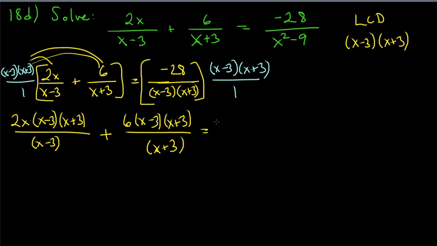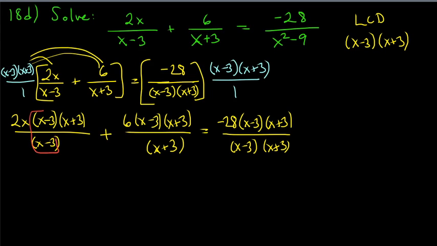And that's going to equal negative 28 times (x minus 3) times (x plus 3) over (x minus 3) times (x plus 3). In fact, we didn't have to do that, right? You can just cancel right away here. But I want to go step by step, right? So having done that, you get a giant mess, but it cleans up pretty easily.